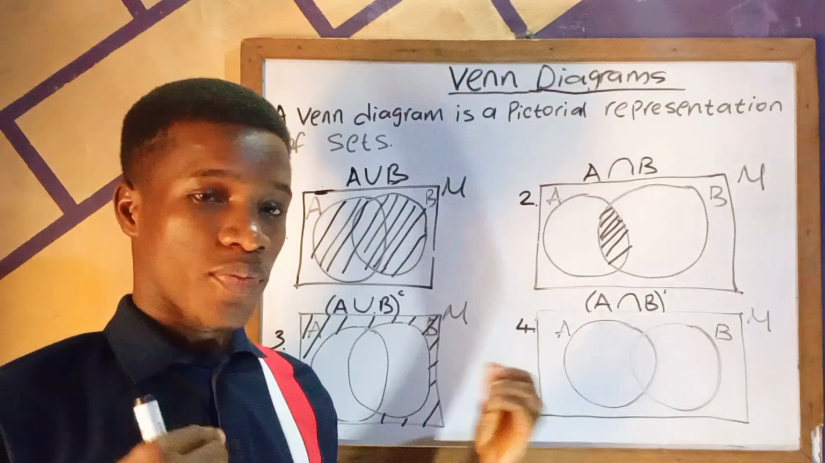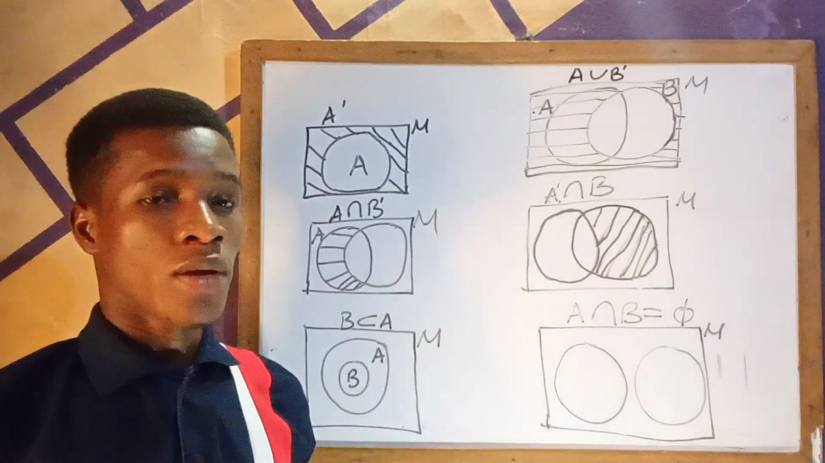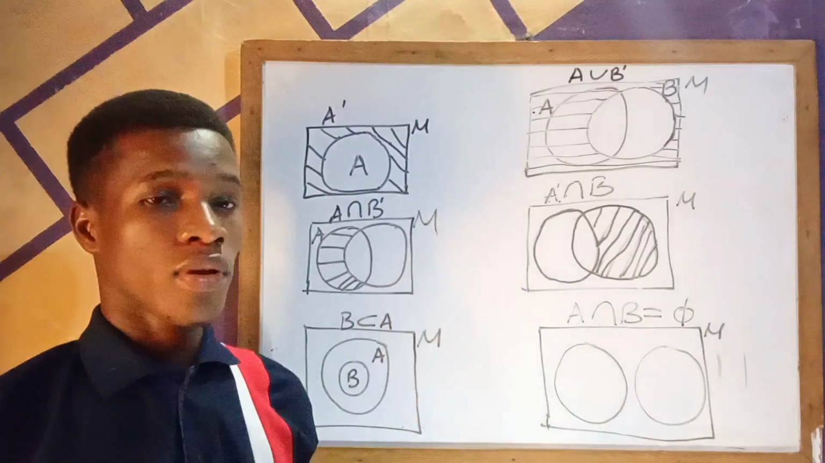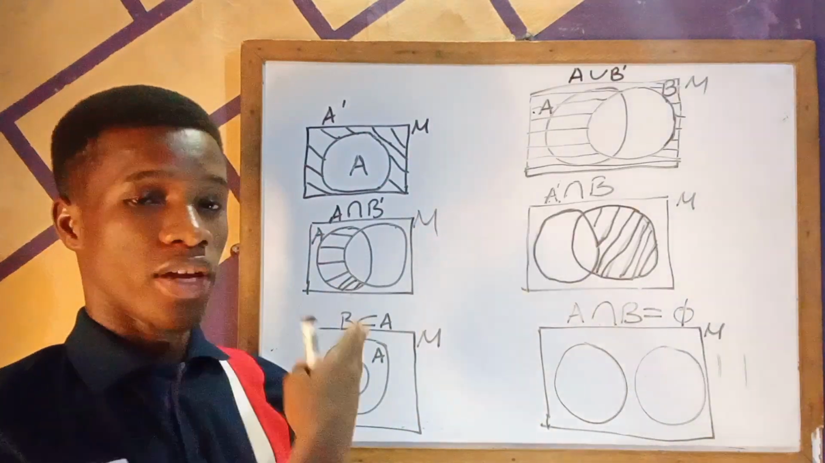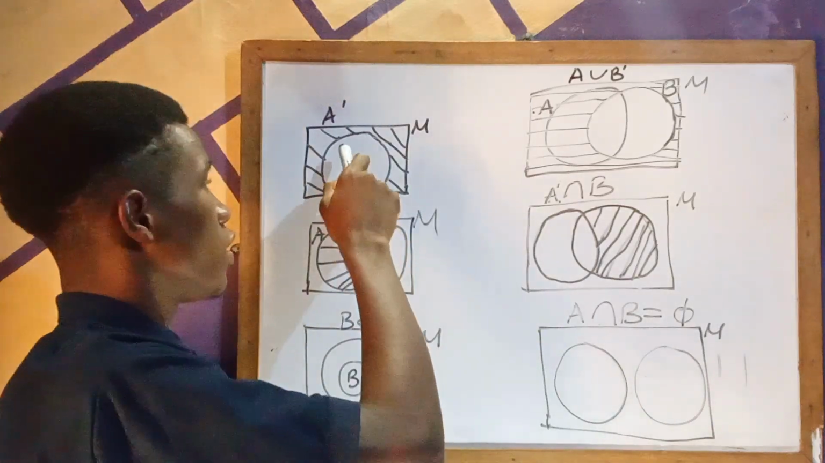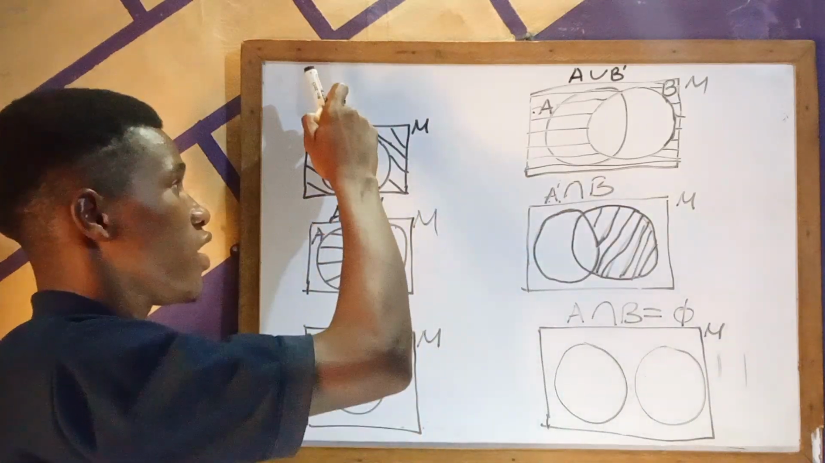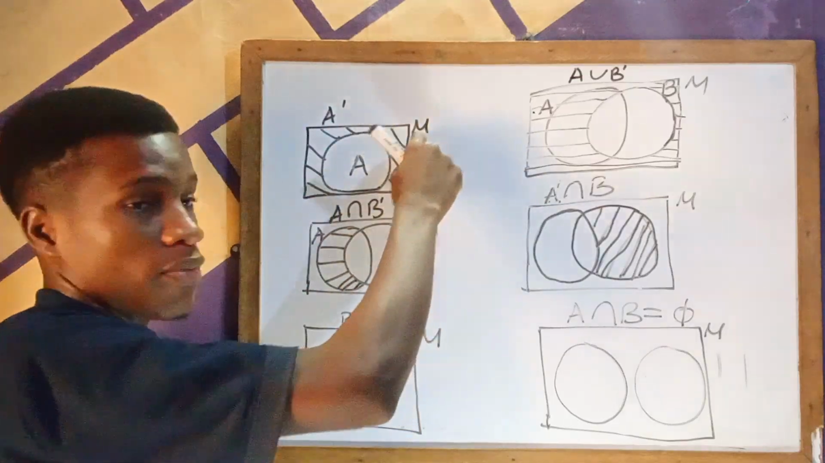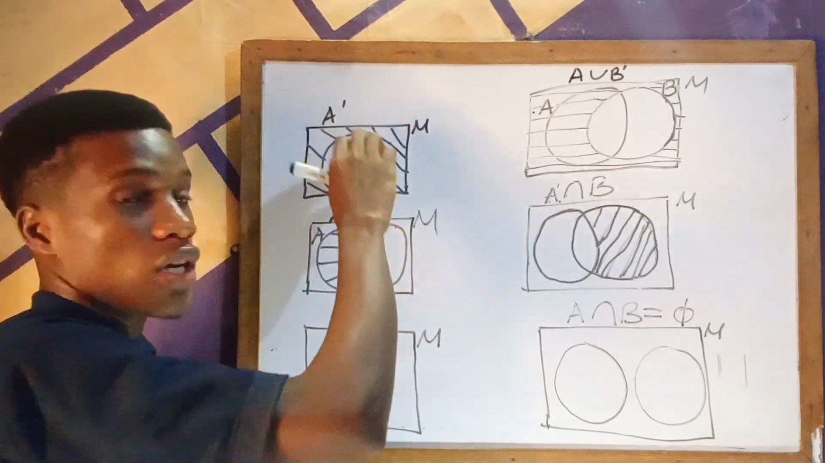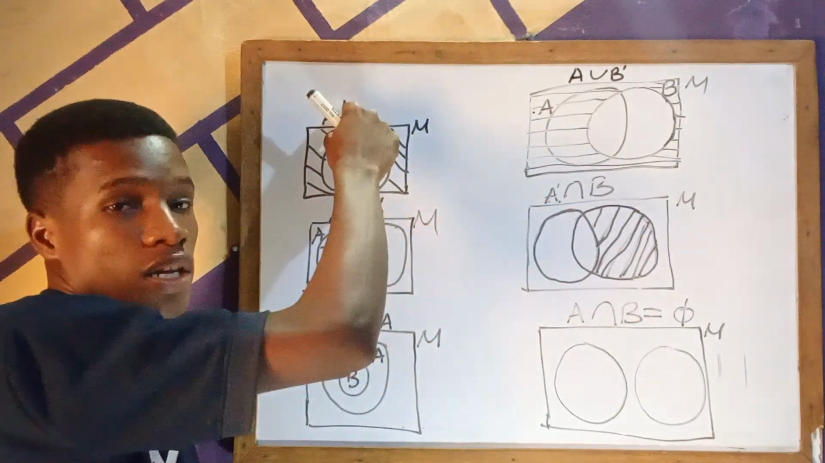Before we go further into solving problems relating to Venn diagrams, let's look at some set operations represented with the Venn diagram. And here we say this shaded portion represents A complement, because A complement means every element in the universal set that is not in A. So if we pick out A, we have left A complement.